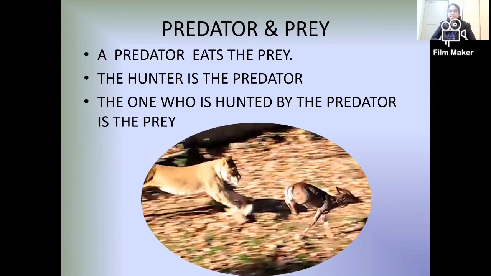Now here you can see that. What is that? A lioness, I guess. Yeah, because it looks like a lioness. I'm thinking it's a lioness, okay? A lioness is a predator and it's hunting for a deer. And this deer is the prey. As the picture is so fast, that's not even like a deer's face, but I'm assuming it's a deer.